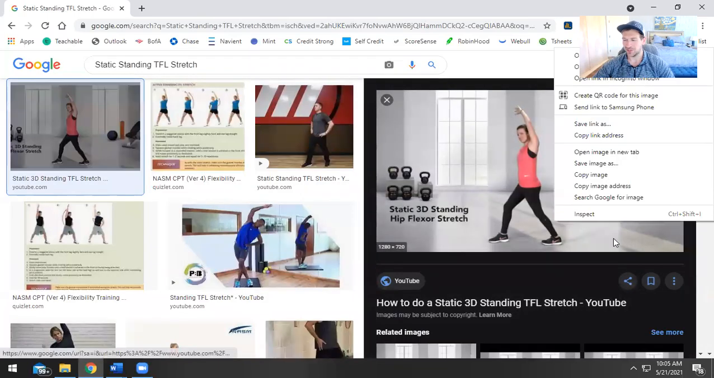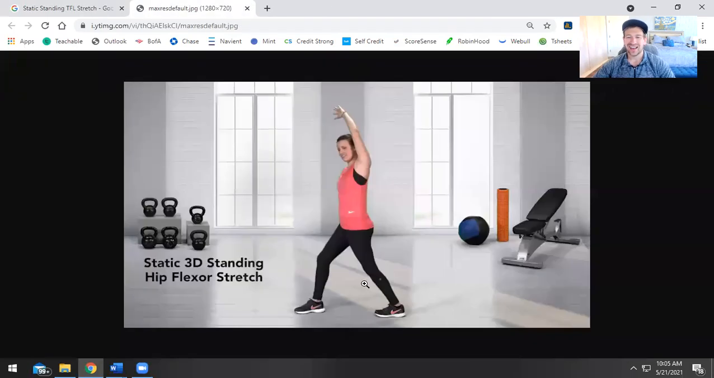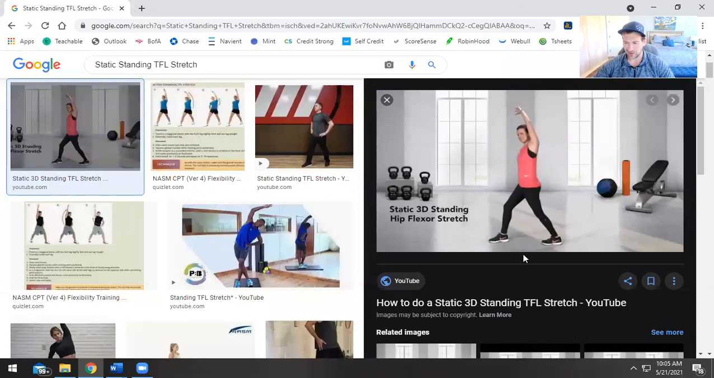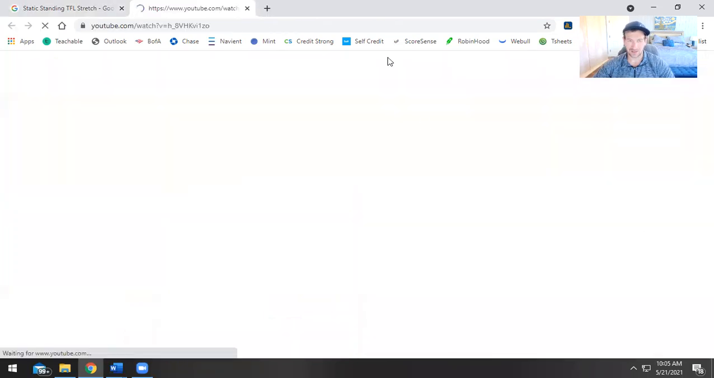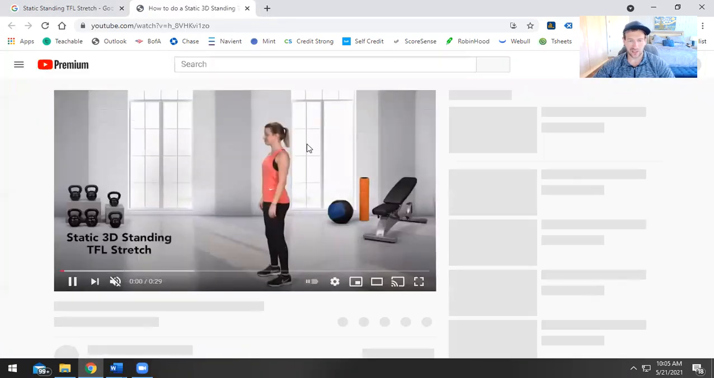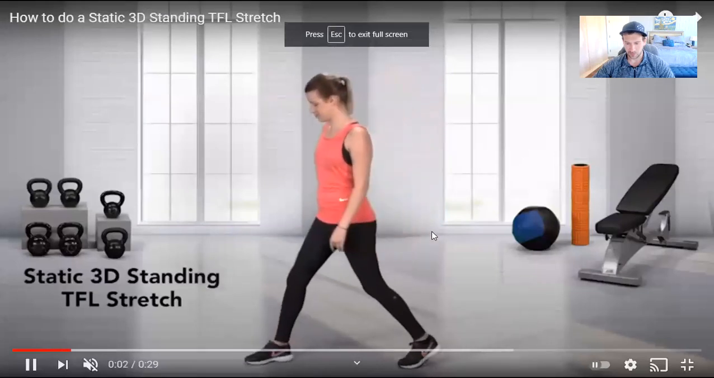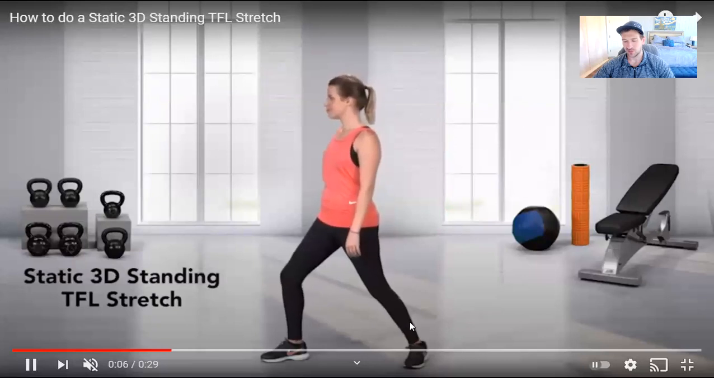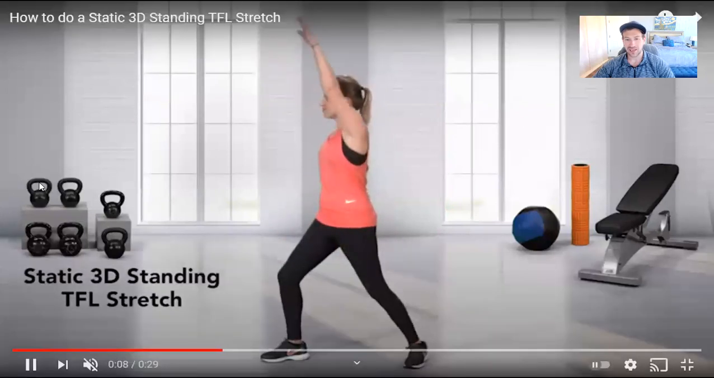All right, we'll go with this one, but she's not stretching very far. What does your TFL do? Actually, no, she's also not turning her foot out. I think this is an image. We'll just go to the video here. I think this is an image before she turns her foot. Yeah, there we go. So now she turns her foot out. So this is a TFL stretch.